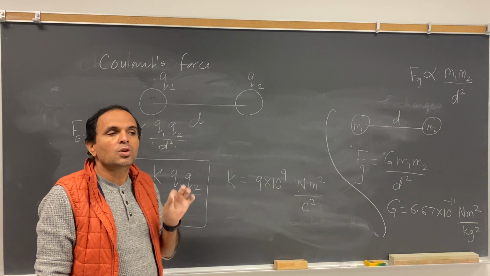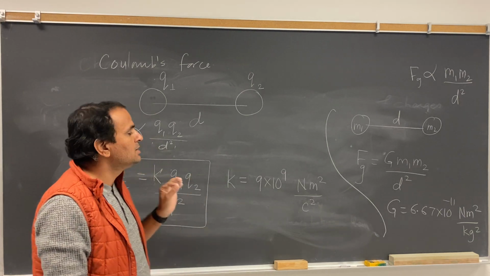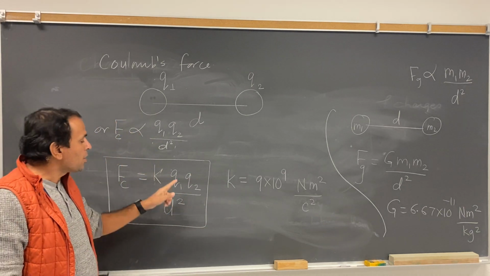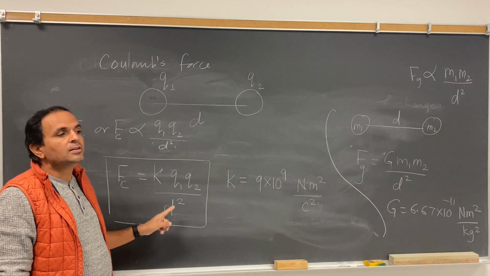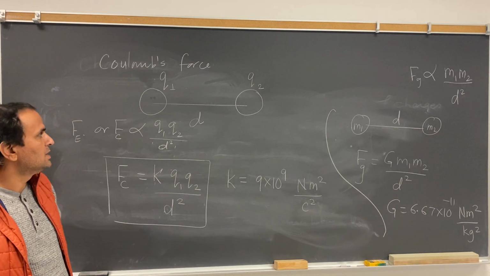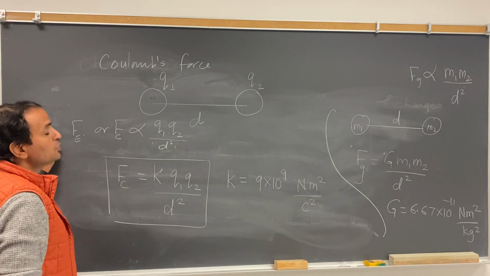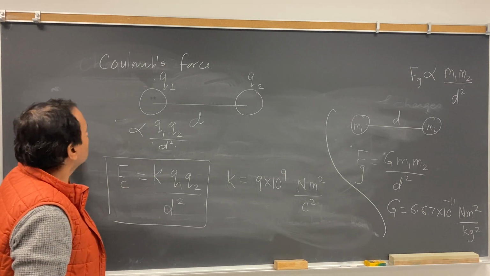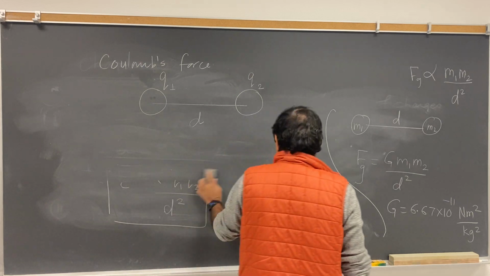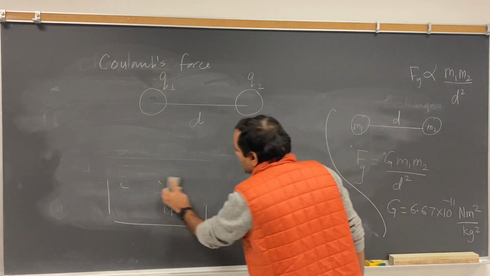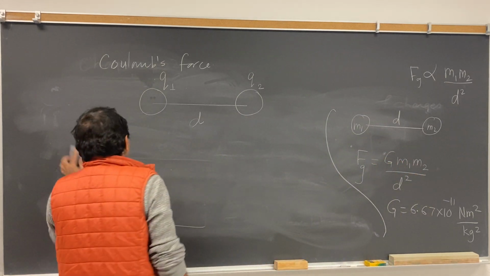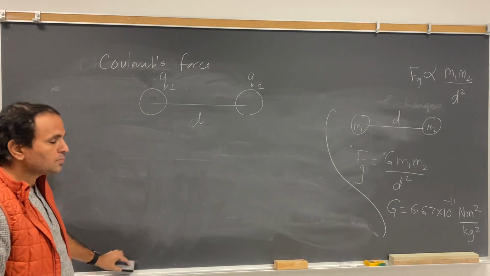The electrostatic force, or Coulomb force, between two charges is directly proportional to the product of their charges and inversely proportional to the square of the distance between them. Okay, so this gives you the magnitude of the Coulomb force between two charged particles. Now, force, Coulomb force, gravitational force, whatever, the force is a vector quantity.